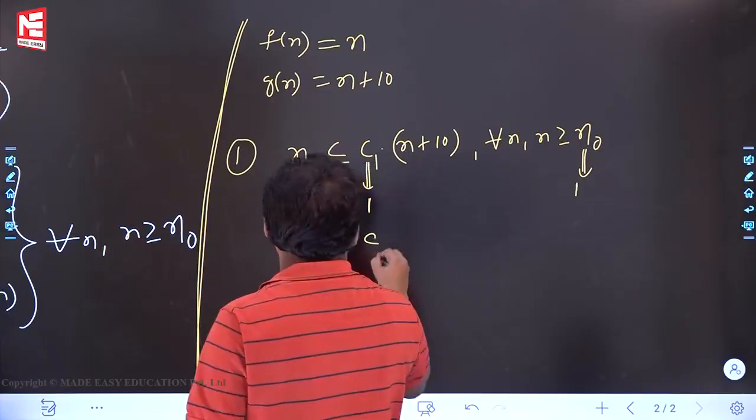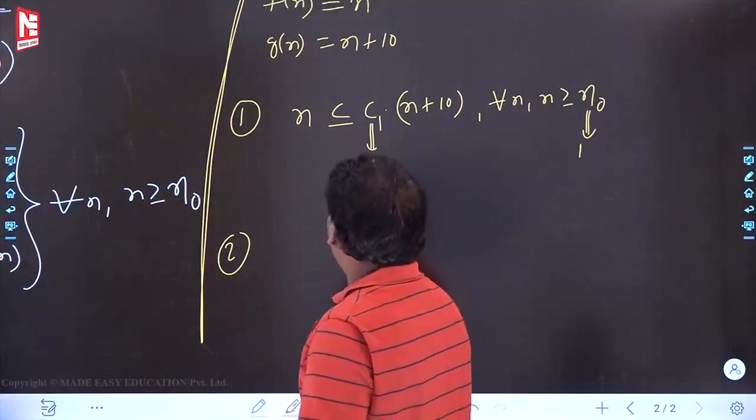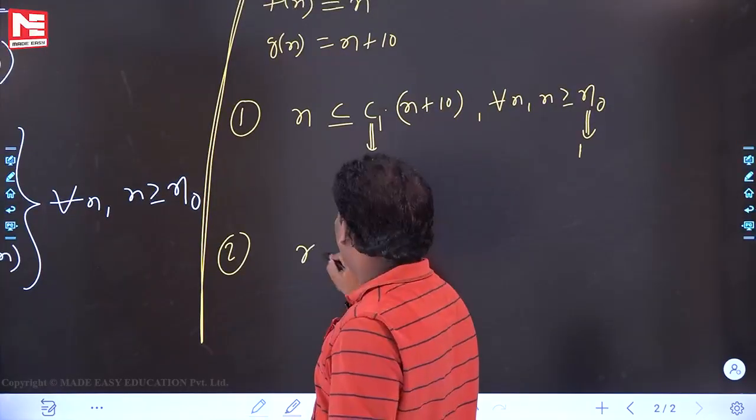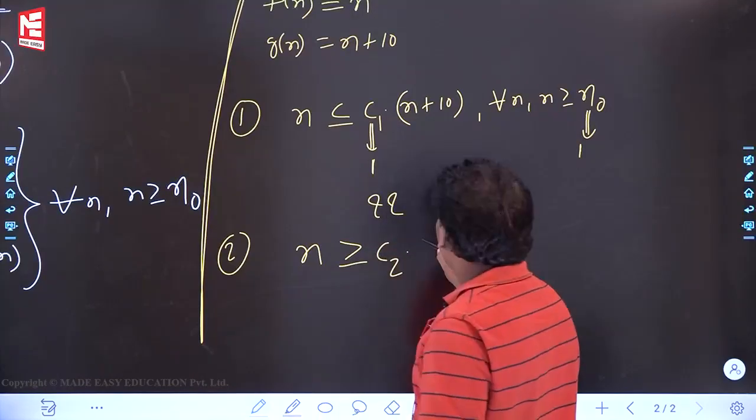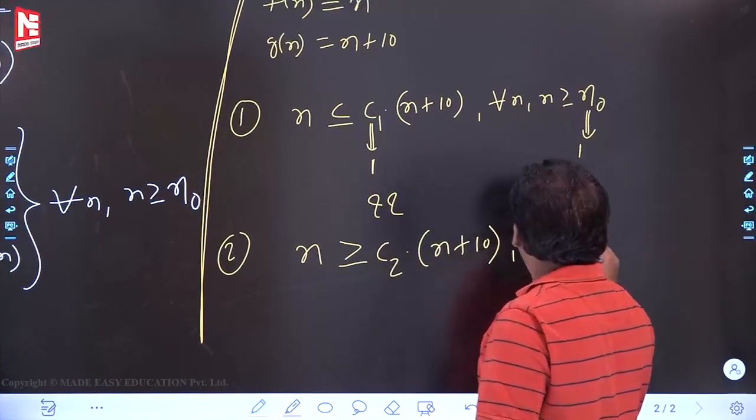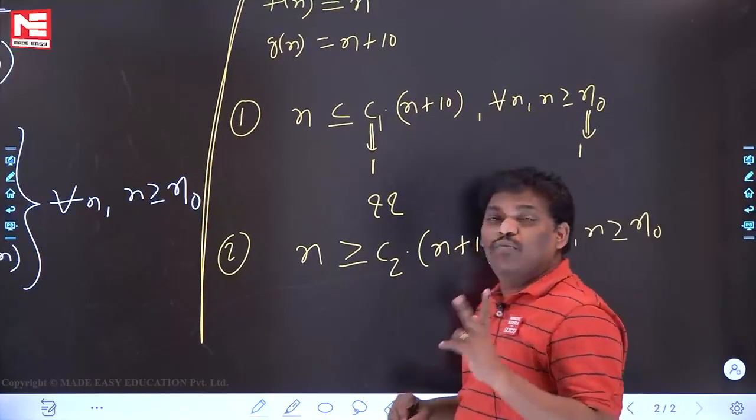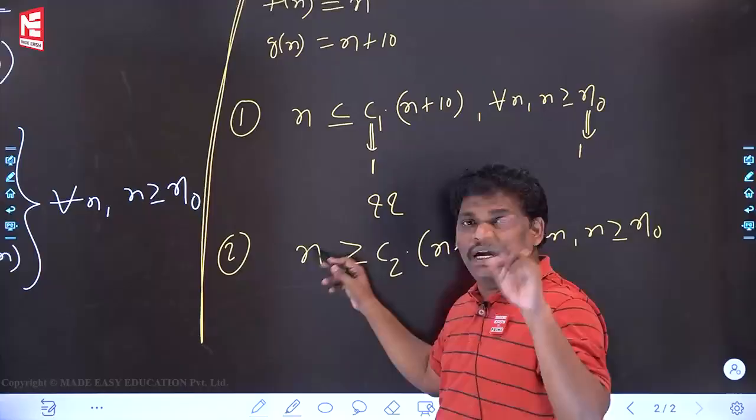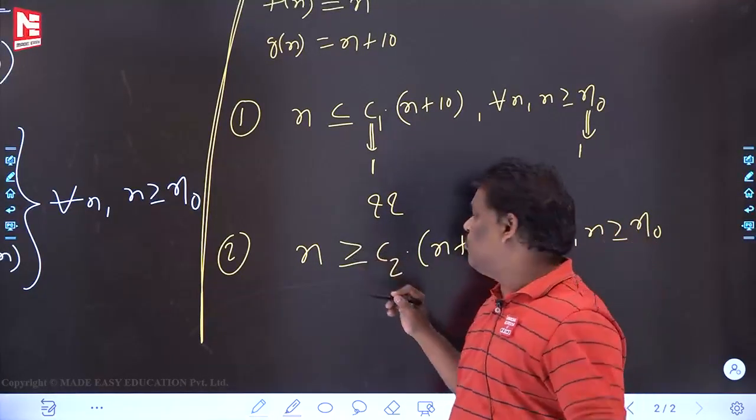Let's try one more. Let's try omega also. Big O I tried, let me try omega also. If I want to try omega, what is the answer? n is greater than or equal to some c2 into g of n. What is g of n? n plus 10. For all n where n is greater than or equal to n0. Now can you help me? So what is the meaning of omega? Omega means left should be greater or equal. That is the meaning of omega.